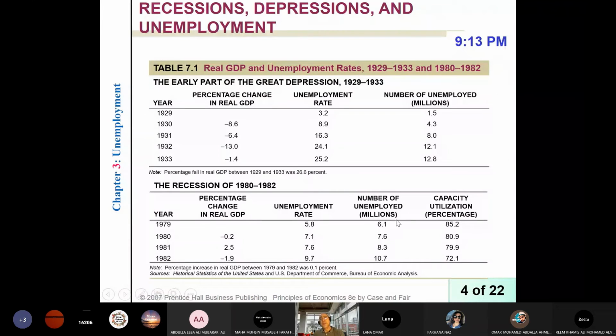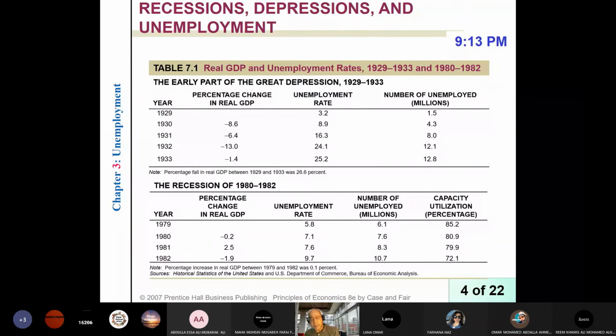So during a recession, the number of unemployed will increase. But see here this term, capacity utilization. What's the meaning of capacity utilization in Arabic? According to my dictionary, درجة الانتفاع من الطاقات الإنتاجية القائمة. So what's the meaning of capacity utilization?